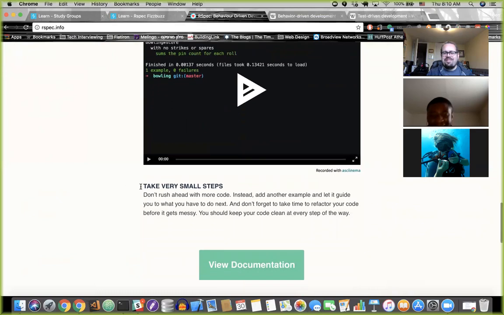Exactly. And I would say this would be the key sentence on this whole website, maybe the key sentence in all of test-driven development: take very small steps. TDD is about breaking down your code to the smallest steps possible. In fact, you could say that modern programming is about breaking down the problem you are attempting to solve into its smallest steps possible.